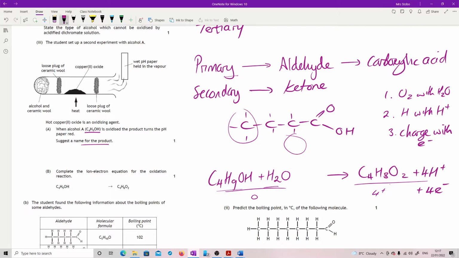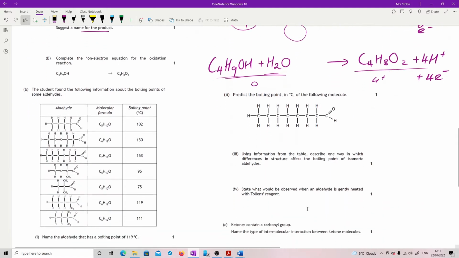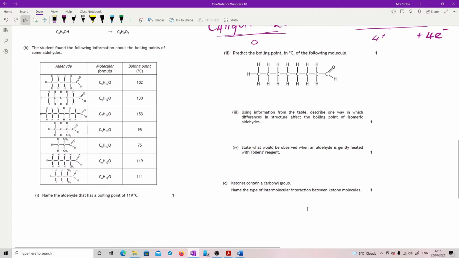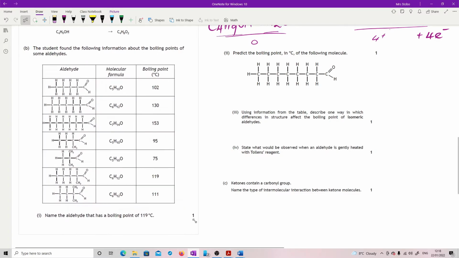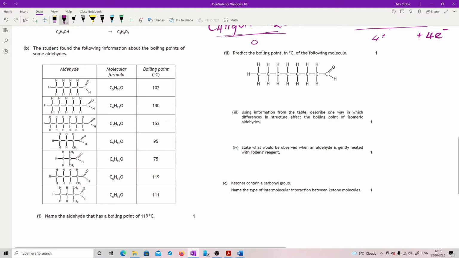Okay. Right, this is all getting a little bit messy because I had to move things over so I could have the table still seen. Okay. The student found the following information about the boiling points of some aldehydes. We've got a whole pile. We've got C5s, C7s, C6s in here. Lots of different structures. See if I can make that just a little bit bigger so it's clearer. Hopefully. Okay, right. Name the aldehyde that has a boiling point of 119. So that's this one here.